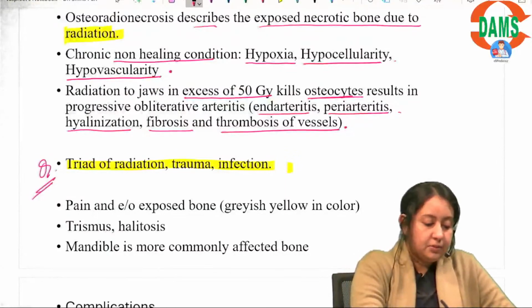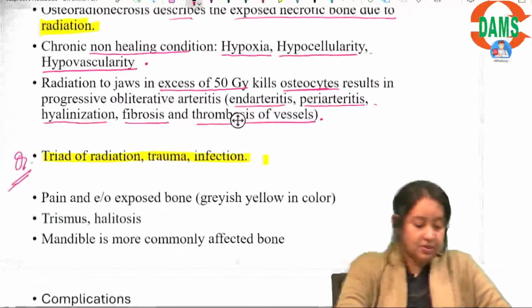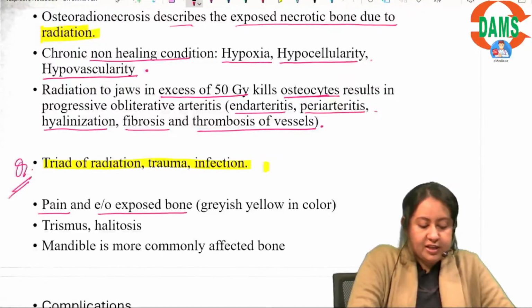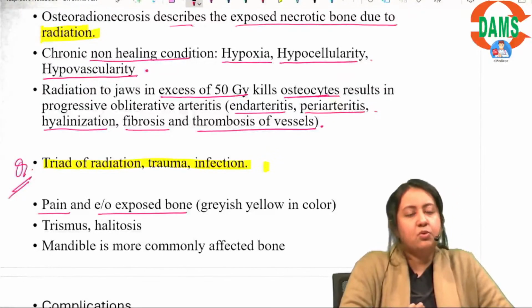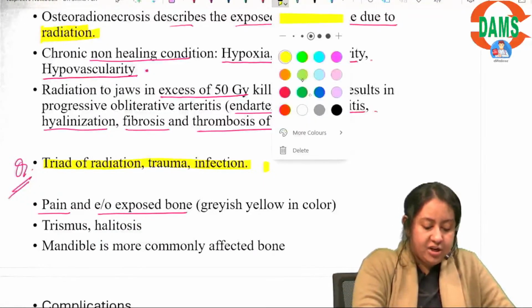Now what would be the clinical features or symptoms? There would be pain and there would be evidence of exposed bone. The exposed bone will be very lifeless. It will be dull yellow, grayish in color.